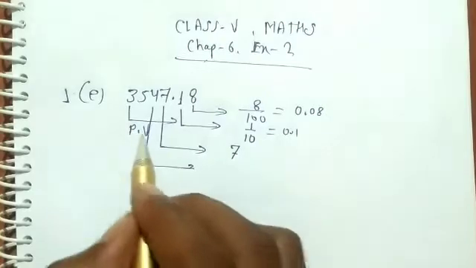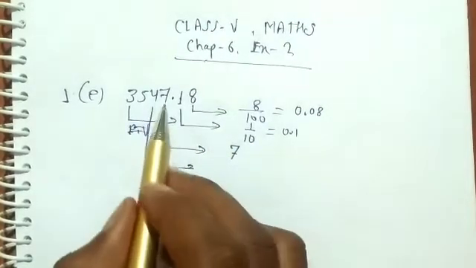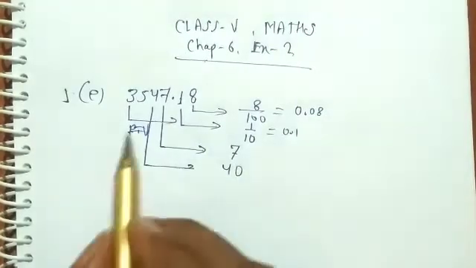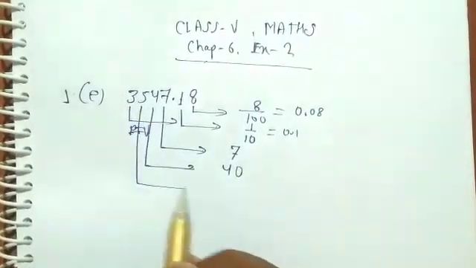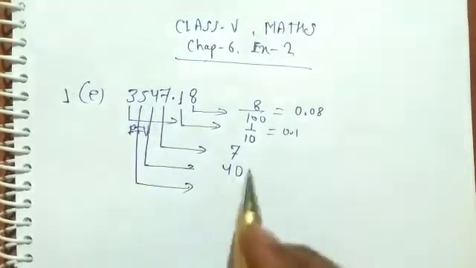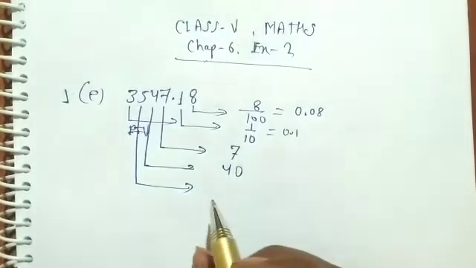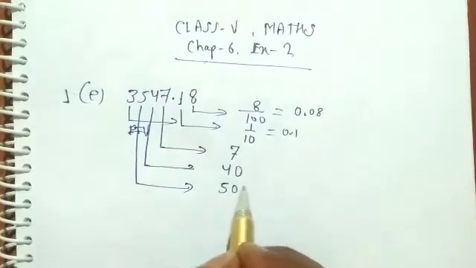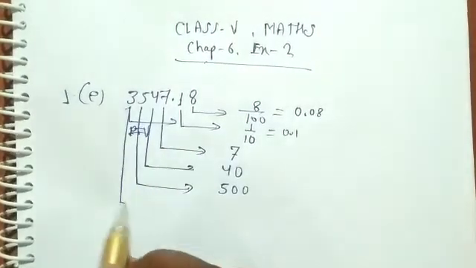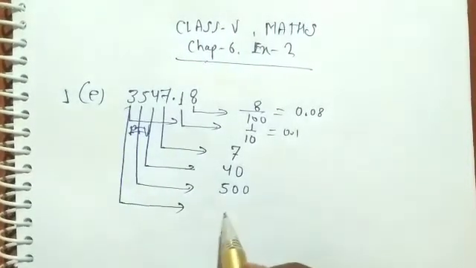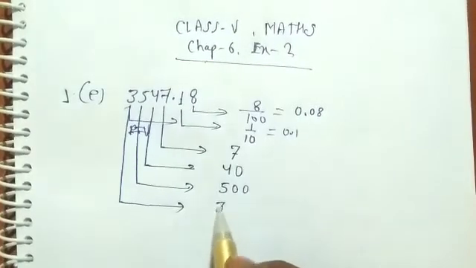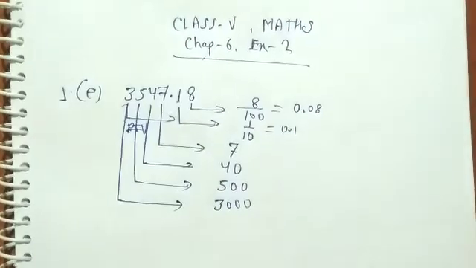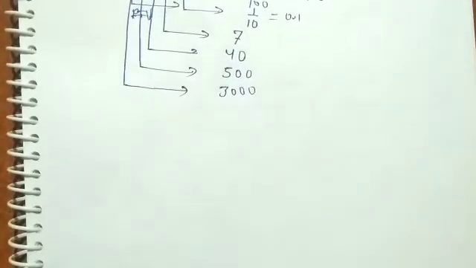Place value of 4 is at the tens place, so 4 into 10, 40. Place value of 5 is at the hundreds place, so 5 into 100 means 500. Place value of 3 is at the thousands place, so 3 into 1000 will be 3000. These are the place values of each digit in this number.